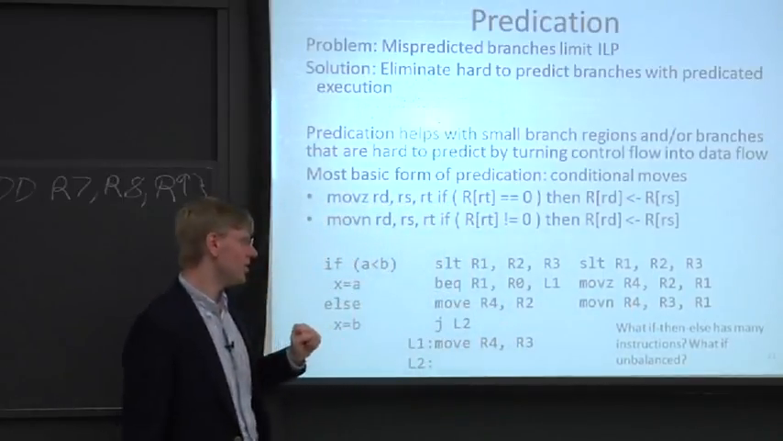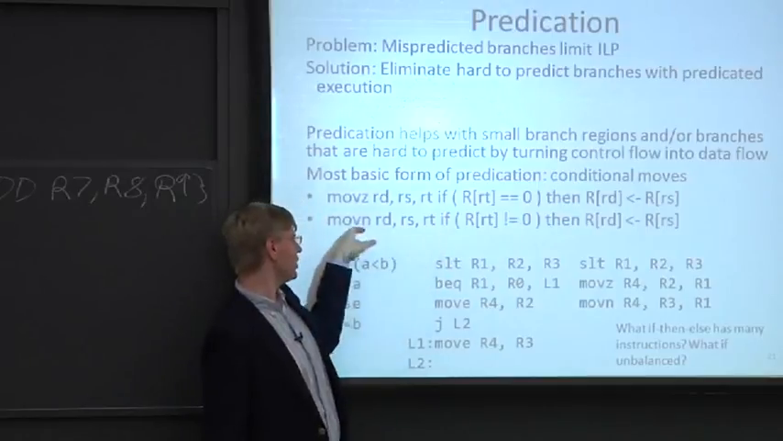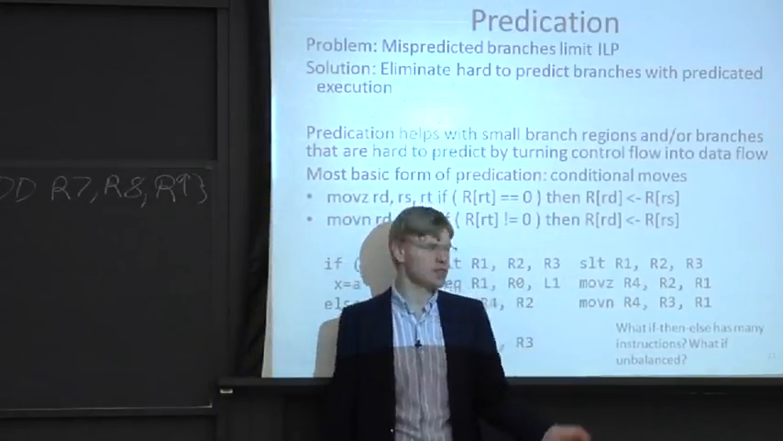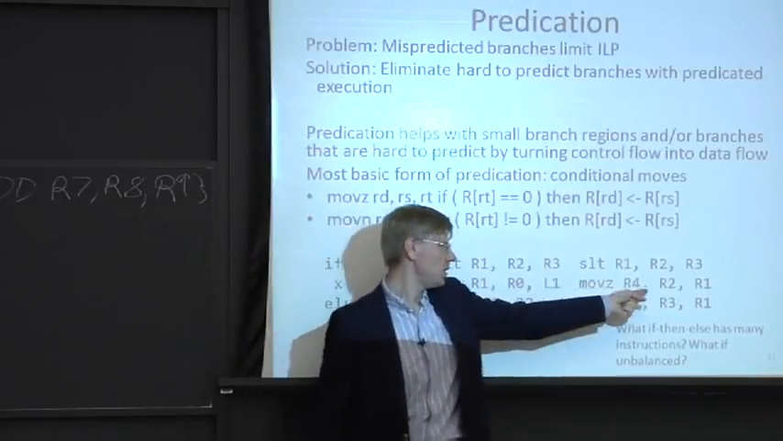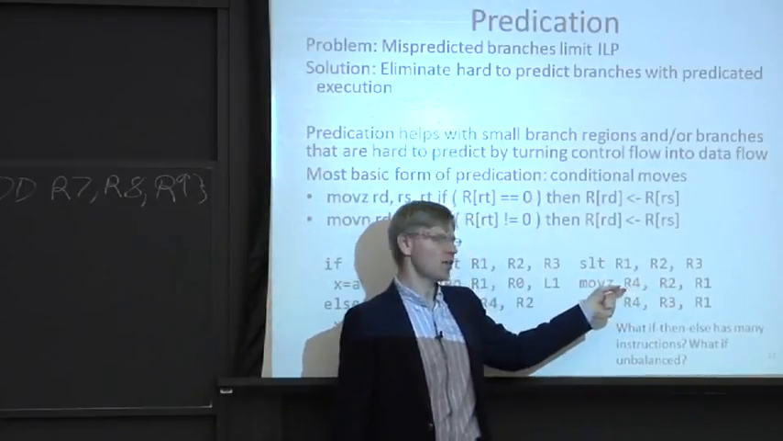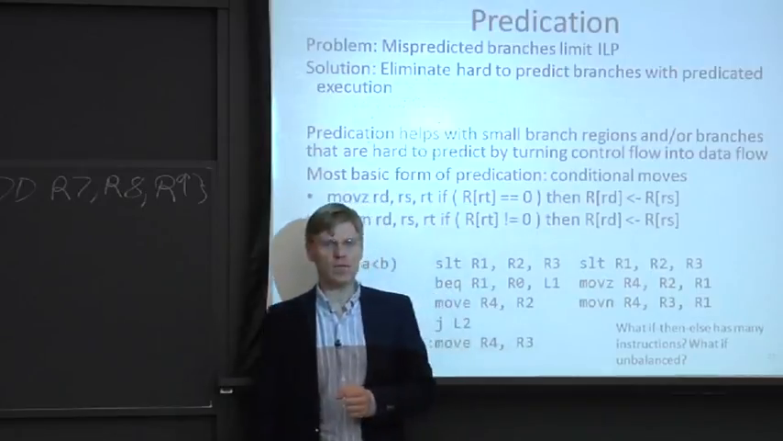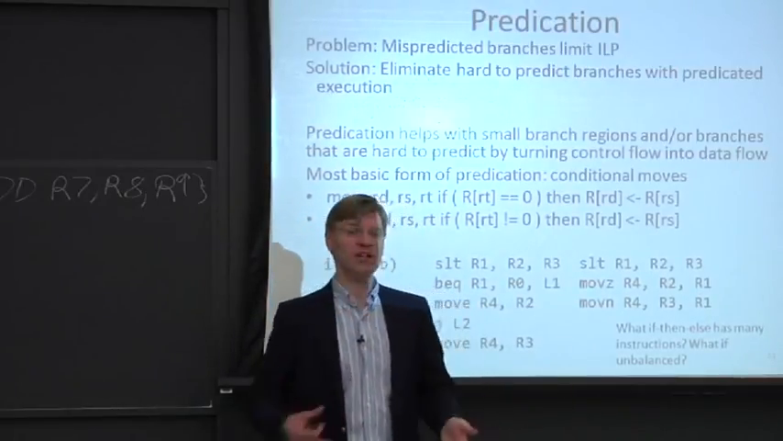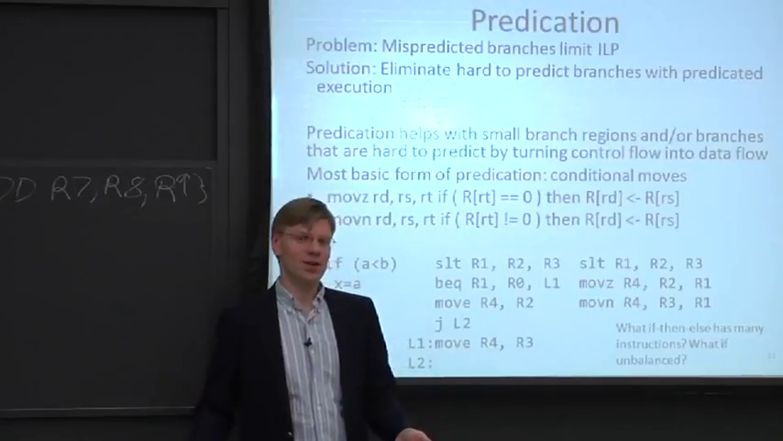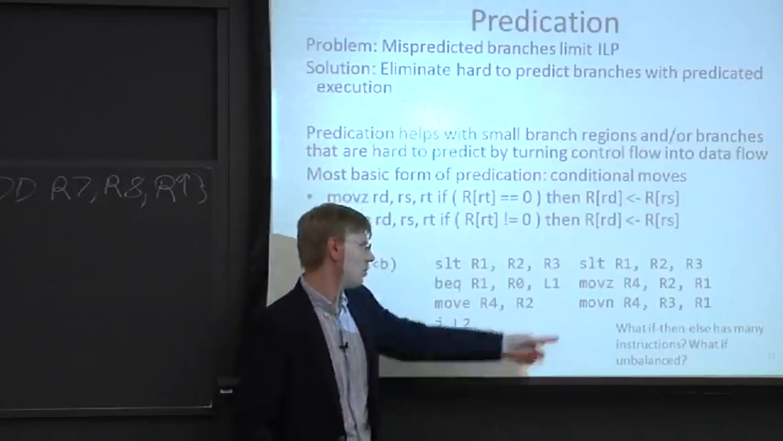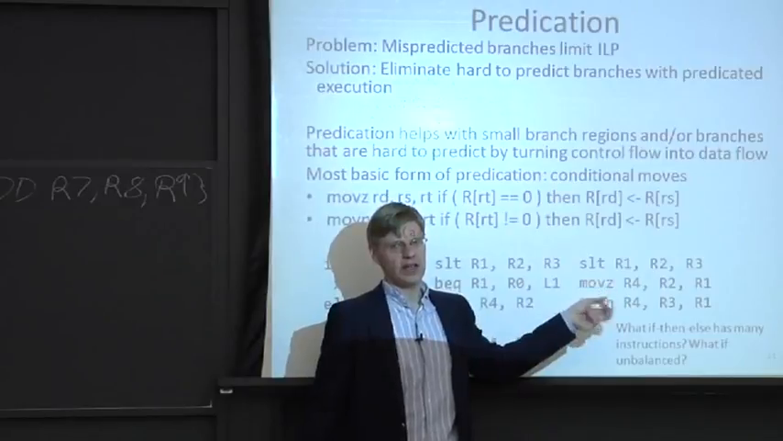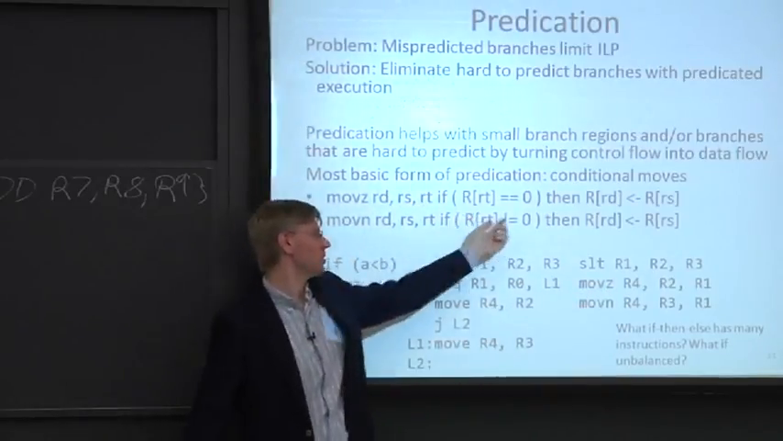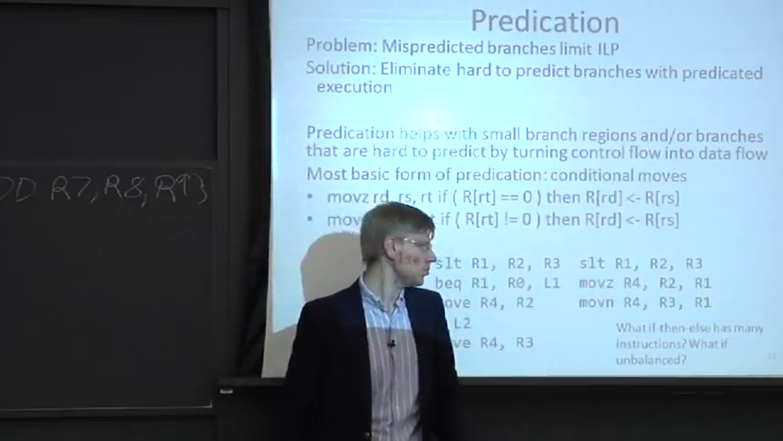What's important to note here is that this non-destructive operation, especially in this last instruction, is really important. Because if the move 0 was executed and that copied a new value into R4, and then this move not 0 were to somehow change R4, you lose the result from the previous one. So this really depends on these operations being non-destructive if their condition is not true.